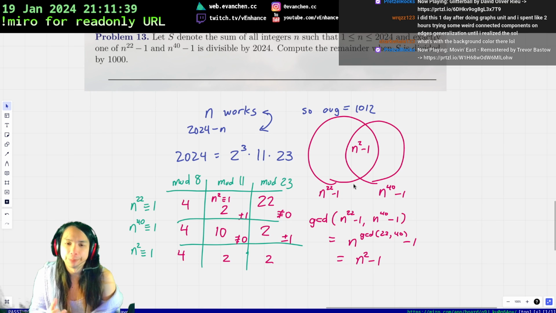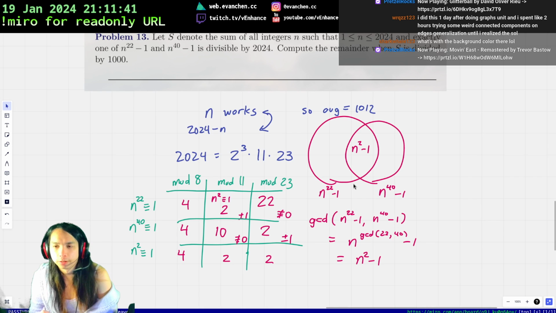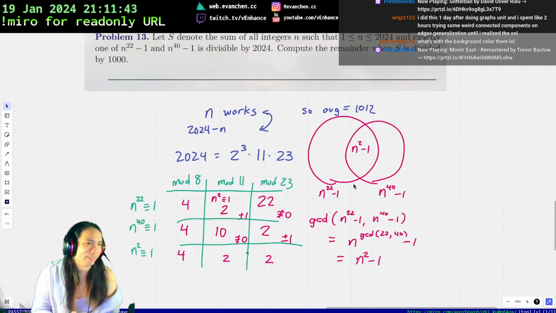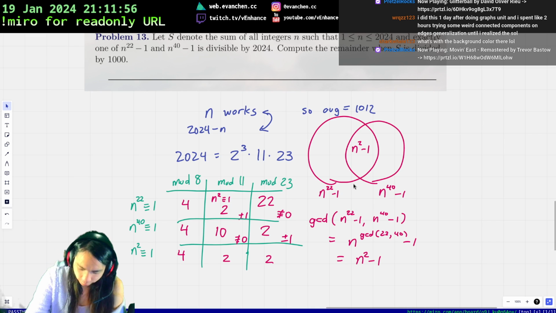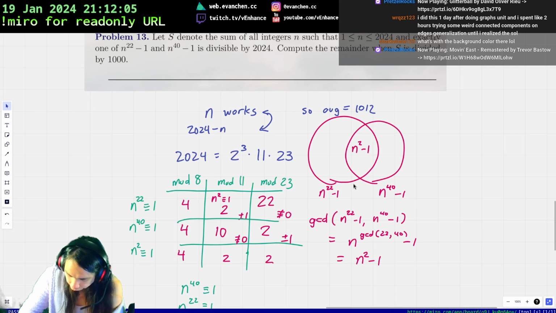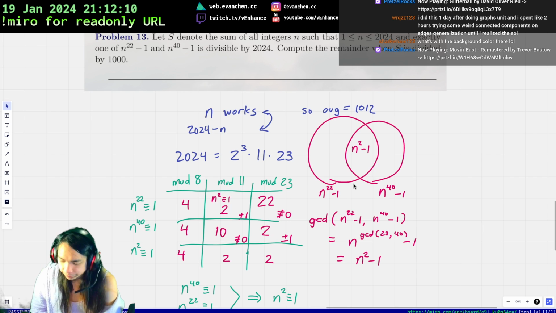If you know how primitive roots work, then that's probably the easiest way to see it, honestly. You look at the GCD of 40 and 22, it's 2, so you need n squared to be 1. If you don't know primitive roots and you want to hit it with a hammer, the easiest way to see it is that if n to the 40 is 1 modulo 23, n to the 22 should be 1 as well. So these two together should imply n squared is 1. So same thing.